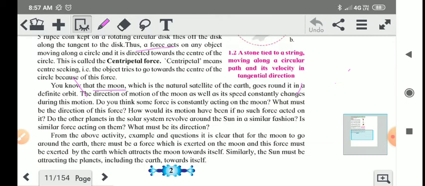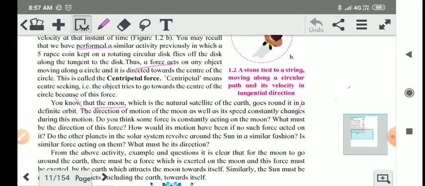Centripetal force. Centripetal force is the force which acts on any object moving along a circle and it is directed towards the center of the circle. So this force is called centripetal force.